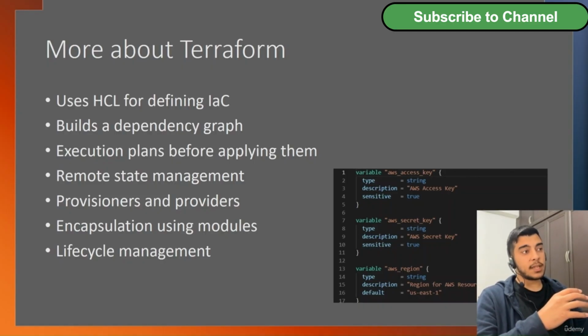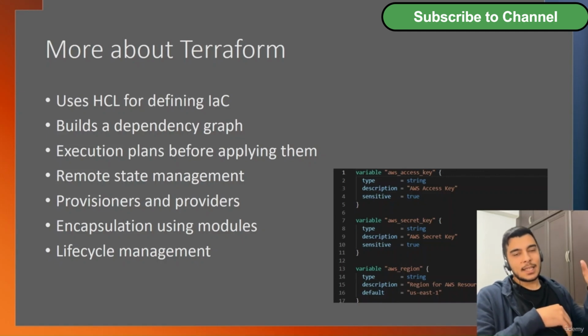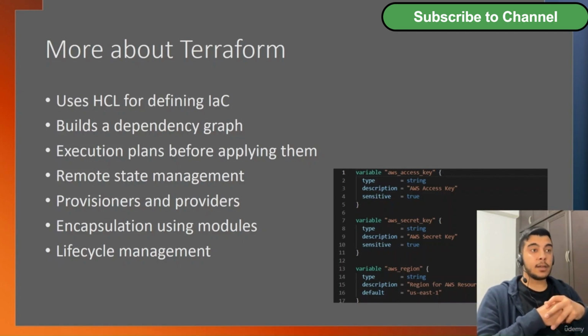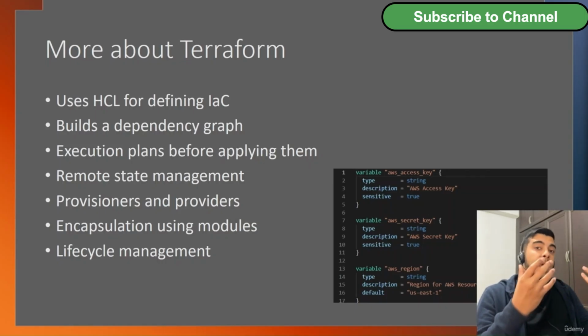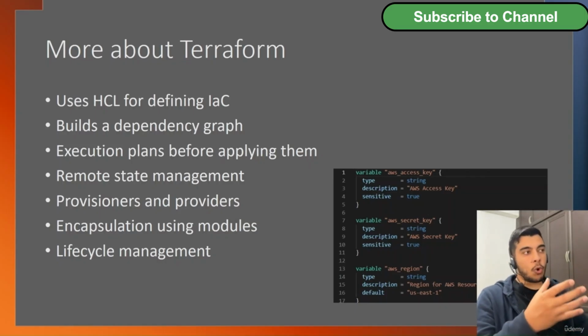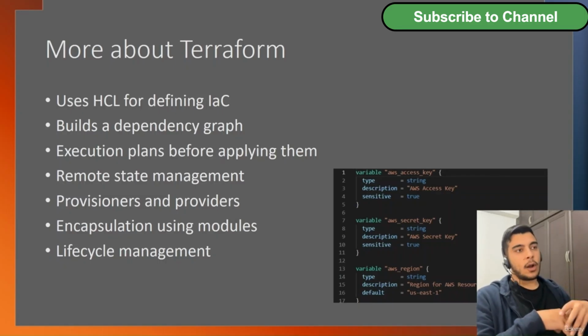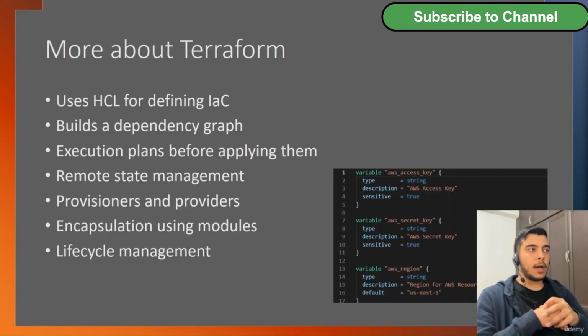Then we have remote state management. So Terraform by default keeps track of our progress, the state of our infrastructure, and puts it inside a state file locally. But it also gives us the option of pushing these state files over to different cloud providers, maybe an Amazon S3 bucket, or Azure storage, I think it's called, or even HashiCorp Consul. So we can also have a backup of our infrastructure state.